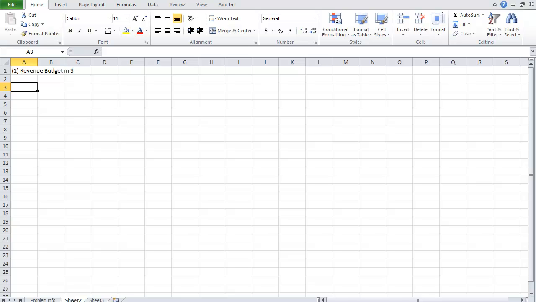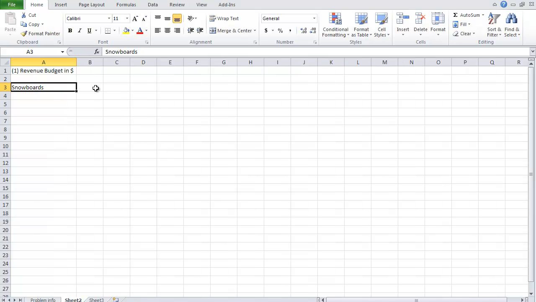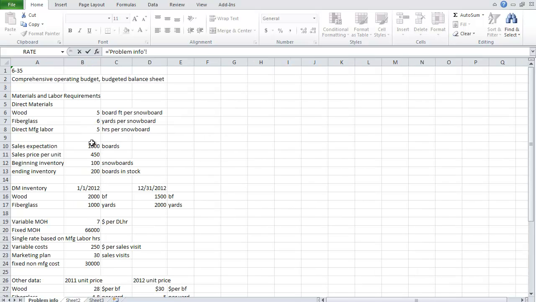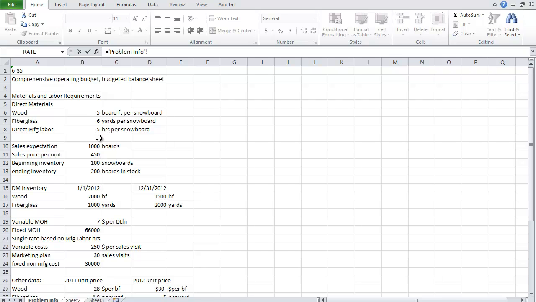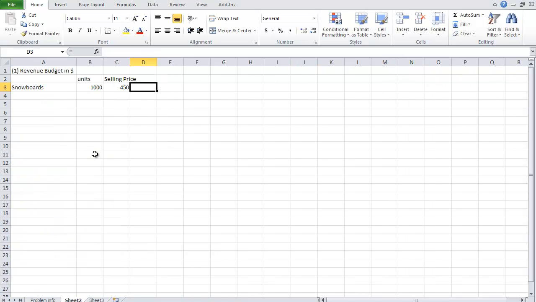The thing we really need to start with and understand is we're in the snowboard business, so we have snowboards. The expectation was laid out for us that it would come from our sales department, and I'm going to pick that up from the problem information. So it is 1,000 boards that we expect to sell. This is the units. We also know the selling price that we anticipate in 2012, again coming from my problem. We are going to sell each one of these boards for $450.